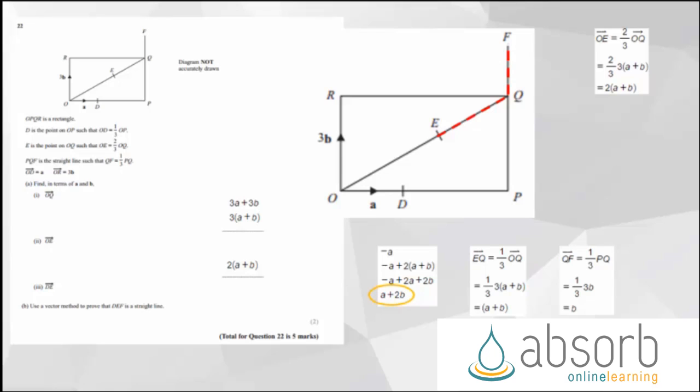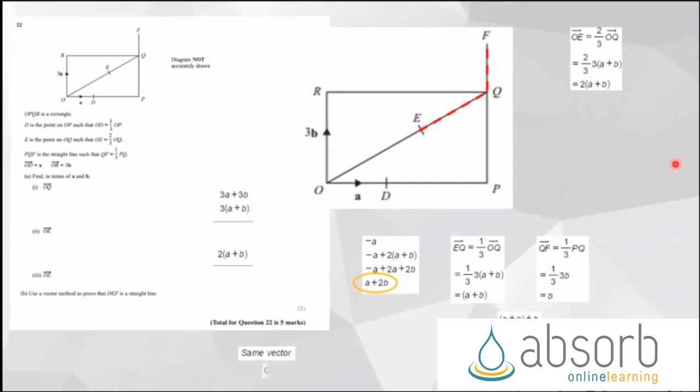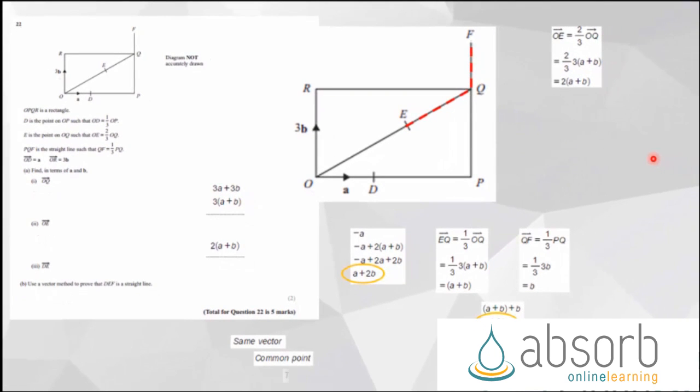Now notice that both of these vectors are exactly the same. We've got DE is this vector A plus 2B, and EF is also A plus 2B. So we know that it's the same vector, it's the same direction in space, and they have the common point E. So that allows us to state at the end that it's the same vector, it's a common point, and therefore it tells us that DEF is a straight line.